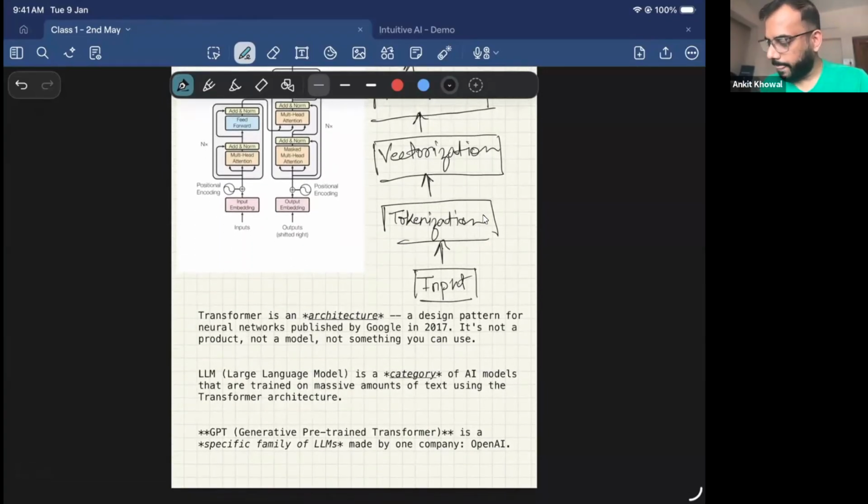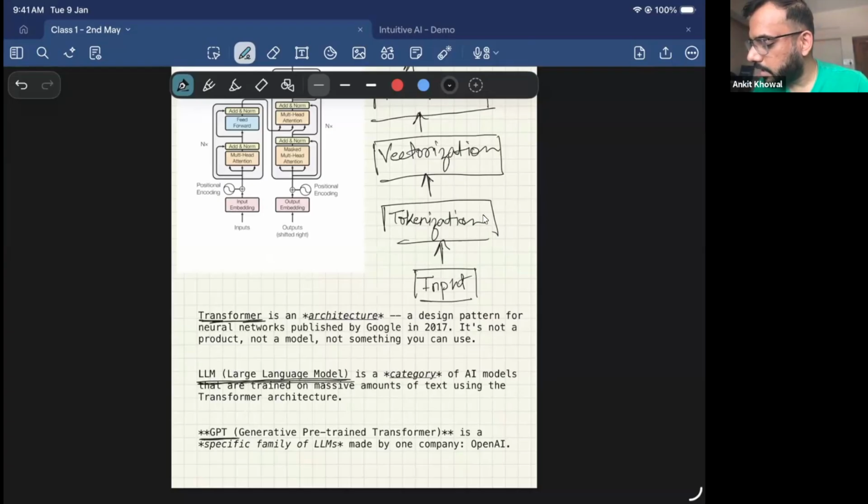Now, these three terms are used very interchangeably in the LLM space: transformer, large language models, and GPT. You will get confused by these terms. Hey, what is the transformer? What is a large language model? What is GPT? So the transformer is the architecture, a design pattern for neural networks published by Google. It is not a product or something. You can think of it as an architecture based on which large language models are created.